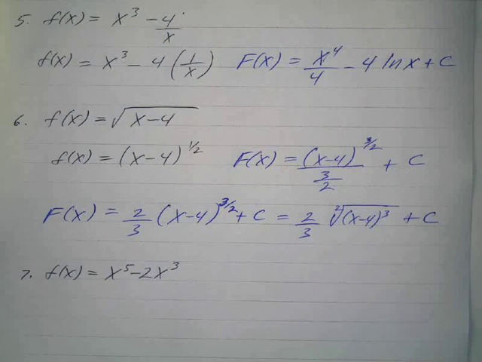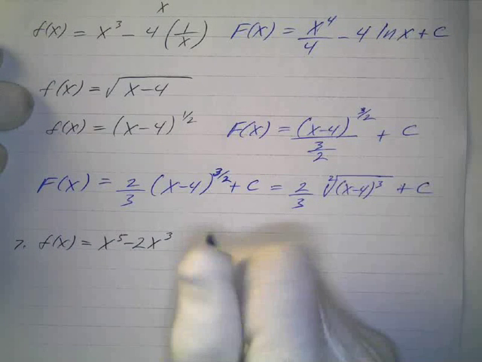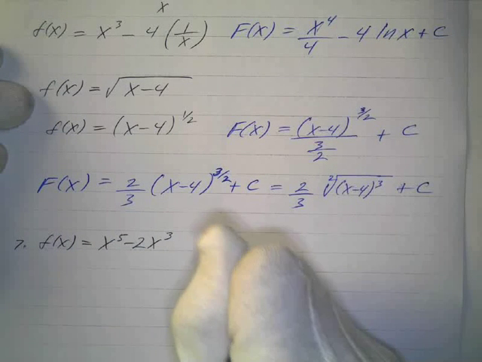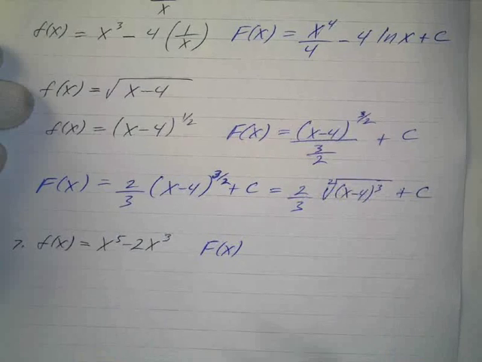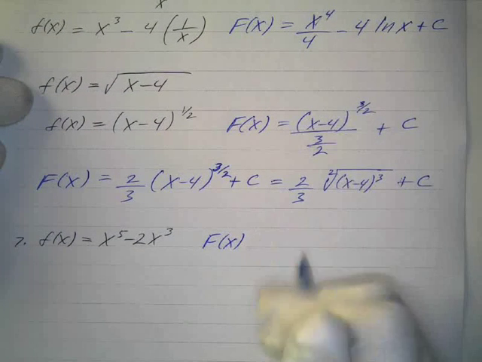Here's some more problems from the antiderivative worksheet. This is number 7. F of x equals x to the 5th minus 2x cubed. So again, capital F of x, the antiderivative. And any of these you can always just check by taking the derivative, and you should get back exactly what you started with. Otherwise you did it wrong.